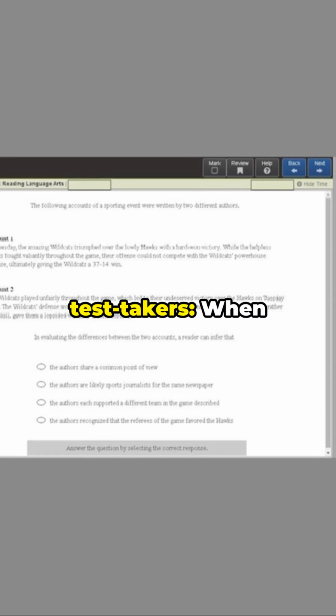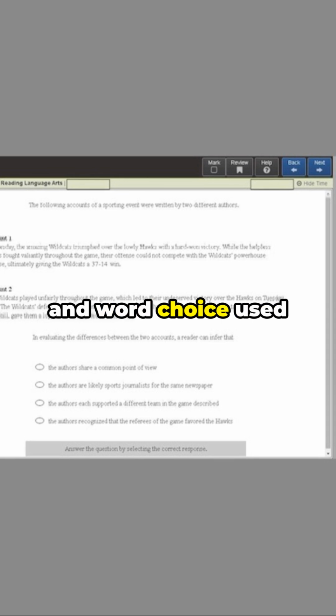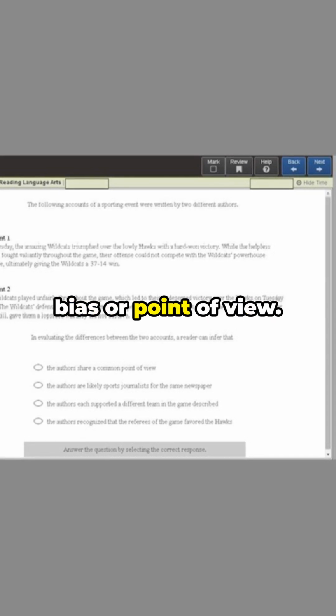Useful tip for test takers. When comparing different texts, always pay close attention to the tone and word choice used by the authors. These can provide key clues to their bias or point of view.